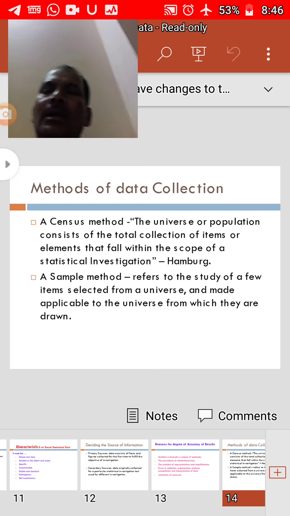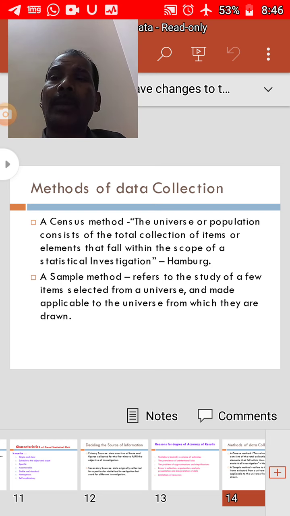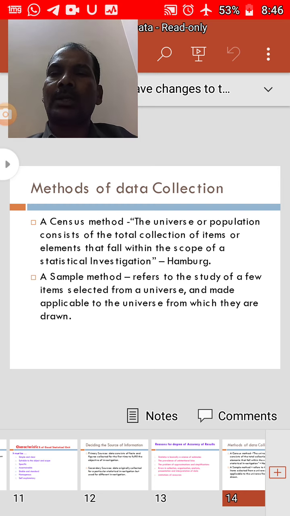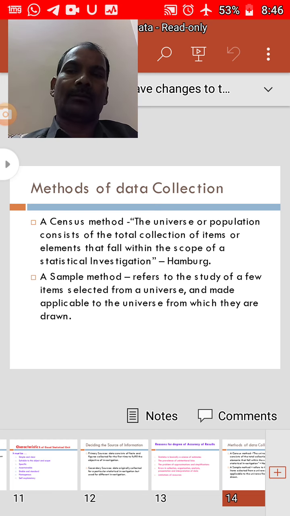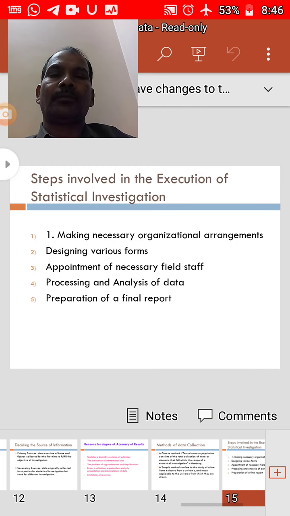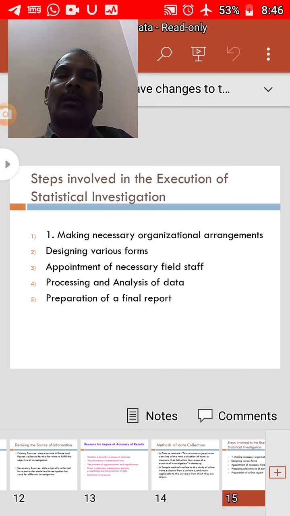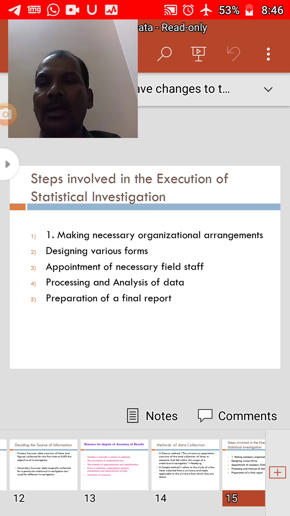After planning the statistical investigation, the investigator has to execute the statistical investigation. A well planned statistical investigation helps the investigator to acquaint himself with the plan of operation and execute it. The execution of statistical investigation involves the following steps. One is making necessary organizational arrangements. We'll discuss that first.